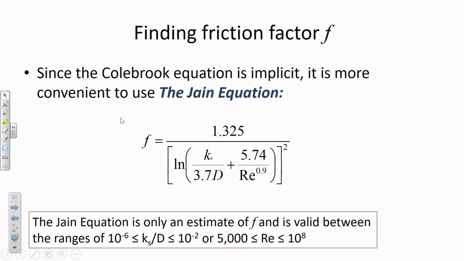And what you'll notice is that the f value is only on the left side of the equation. It's not on both sides of the equation. So it can be solved directly without the need to iterate. It's a lot easier to solve for f value with this Jain equation.